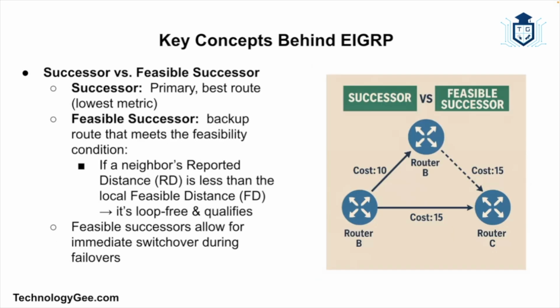And once again, when it comes to successor and feasibility successor, remember that the successor is basically the best primary route for data to travel. And then you have a feasibility successor. This is a backup route that's loop-free but meets the feasibility condition. So if a route's reported distance from a neighbor is less than the local feasibility distance, then it qualifies as a feasible successor. And this allows for instant failover where no recalculations are needed.